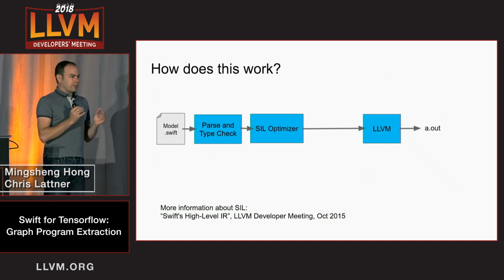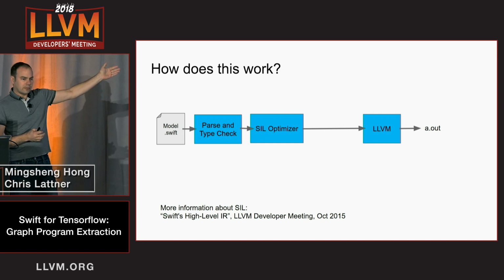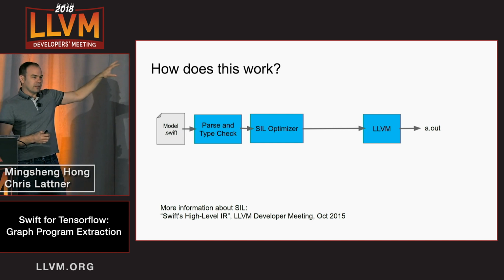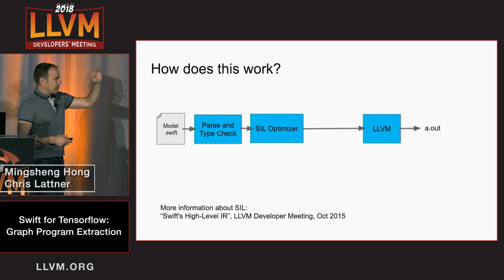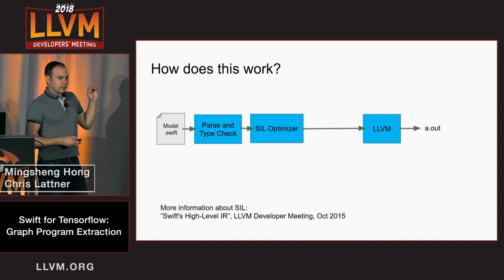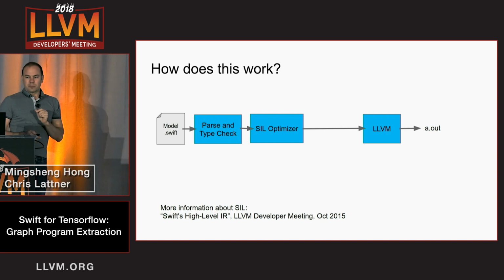The Swift compiler works like many others. It starts out with a parser, it does type checking, it then has this high-level SIL optimizer. And if you run a Swift for TensorFlow program through this at -O0, for example, it just runs. Each of these ops that you would call ends up being dispatched one by one.